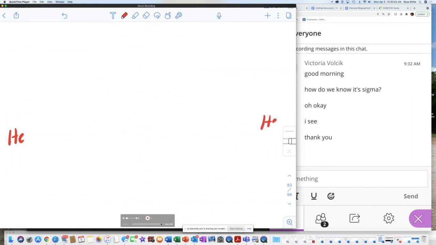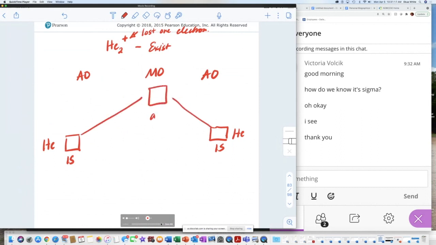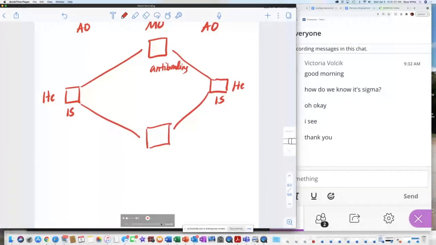Okay, so I have a helium here. I have a helium again. From here, I'll get my atomic orbital. I'll get my atomic orbital. When I combine them in the center, I'll get molecular orbital. Okay, so helium being in the s block has 1s, 1s. Each helium will combine to form 2 molecular orbitals. Top one, anti-bonding. Bottom one, bonding. Bottom one, sigma. Top one, sigma star.